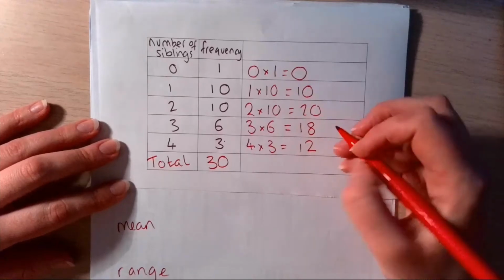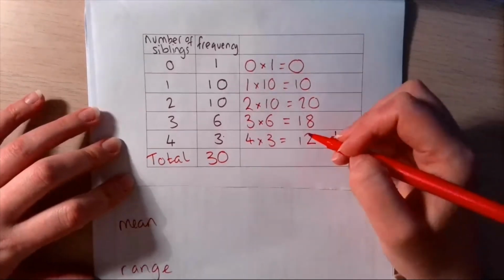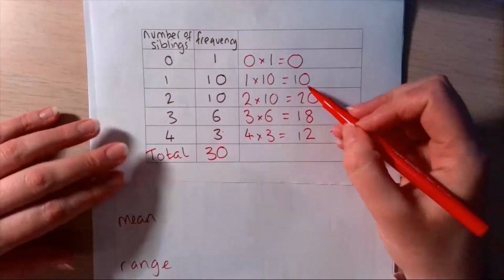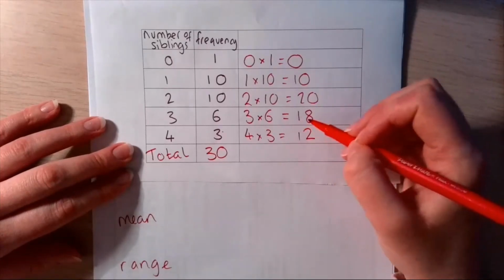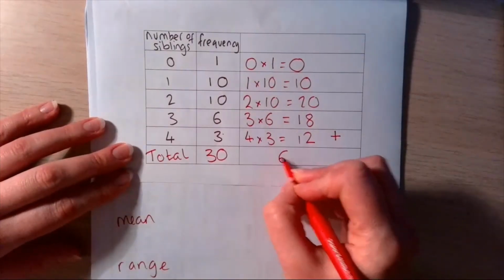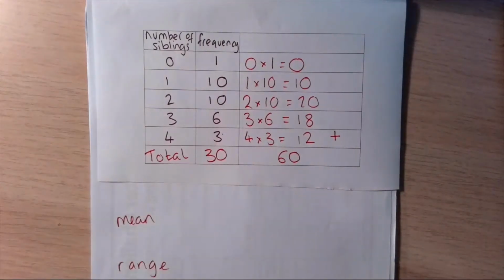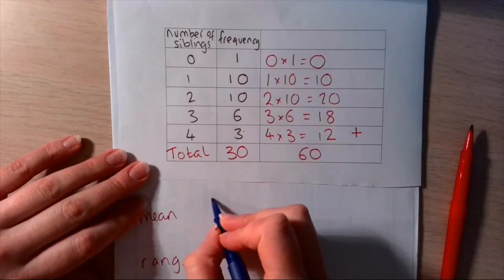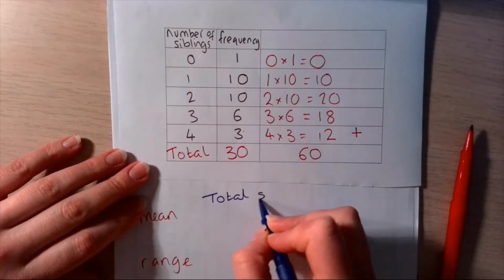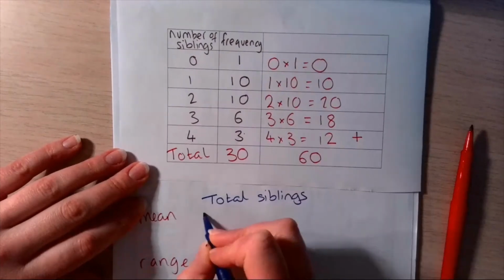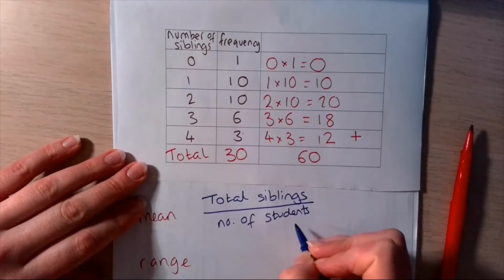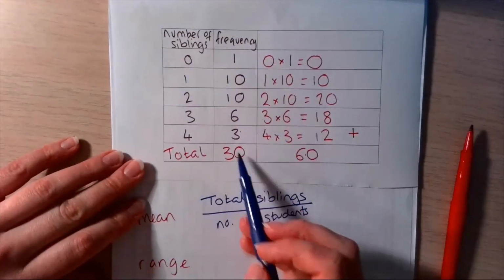And then we just need to find out the total number of siblings altogether, okay? So if everybody's siblings all got together, how many would there be? So 10 add 20 is 30, 48, 50, 60. That's a lot, isn't it? 60 siblings there. So now we've got that information, our mean is calculated by doing total siblings divided by number of students. And if you follow this kind of pattern, it will usually be this one divided by this one.